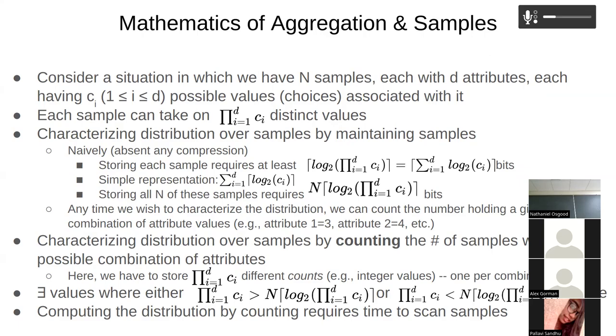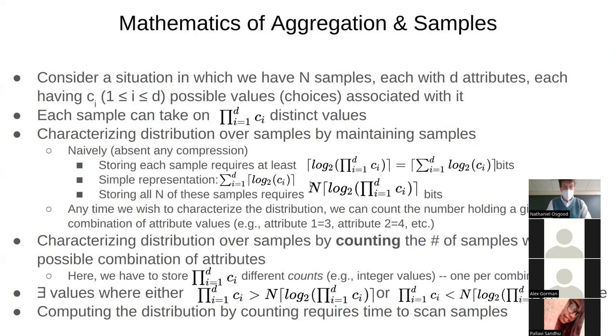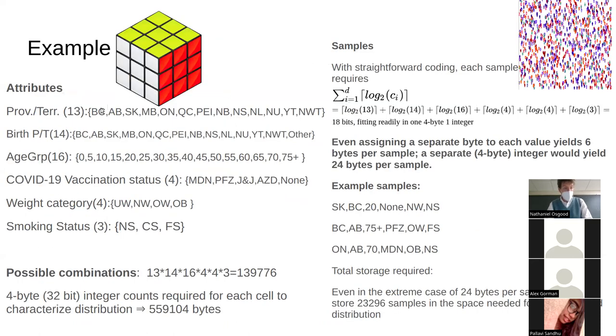we're going to be dealing with agent-based, and then down here we're going to be dealing with counts. So up here we're going to be dealing with a set of possible values across all of these possibilities, so 13 here, 14 here, 16 here, et cetera. And what we have to represent for an agent-based model is just the log of that number in bits, and again rounded up, the ceiling here, which is the same as that value there. By contrast, if we want to store them as counts of all possible combinations, we would have this many different counts, and this is multiplicative. The number of items in the cube is going to be 13 times 14 times 16 times 4 times 4, et cetera.